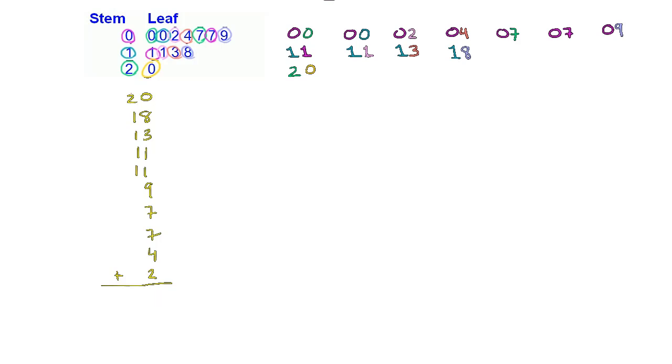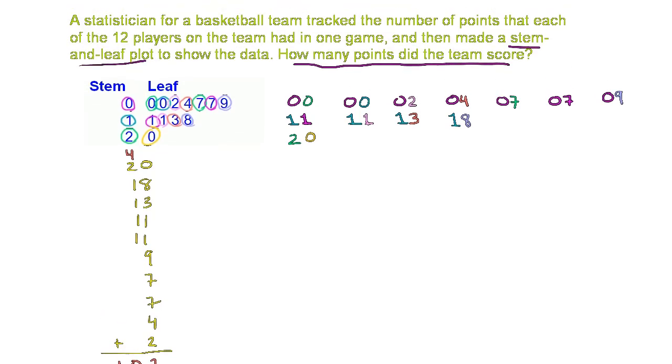I'm just going to state where my sum is. So 0, 8, add 3, 11, 12, 13, 22, 29, 36, 40, 42. It's a good thing that I double checked that. I had made a mistake the first time. 4 plus 2 is 6, 7, 8, 9, 10. So we get to 102 points. The team in total scored 102 points.